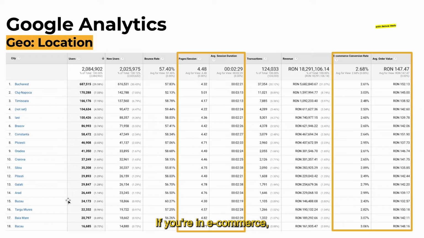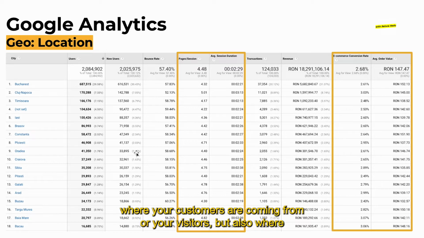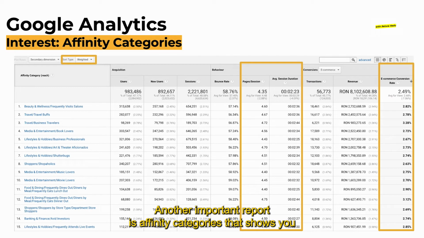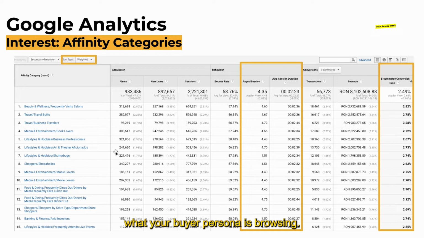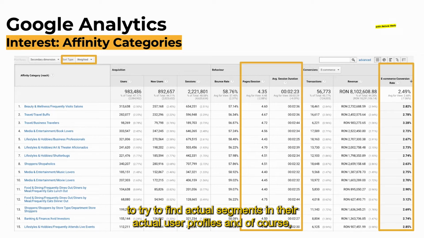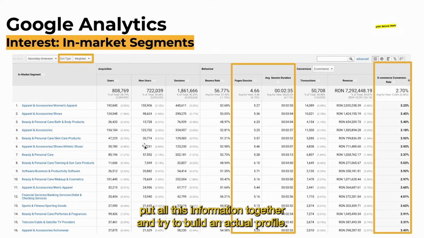Then you should look at the location report and see not only where your customers or your visitors are coming from, but also where you have the highest engagement and the highest conversion rate. Another important report is affinity categories that shows you what your buyer persona is browsing, and here it would be interesting to also use the secondary dimension to try to find actual segments and actual user profiles, and of course put all this information together and try to build an actual profile.